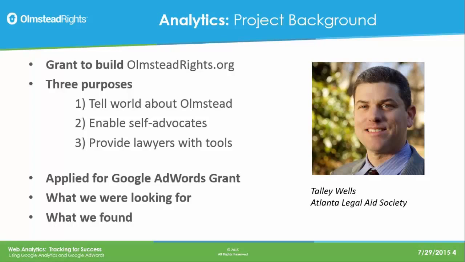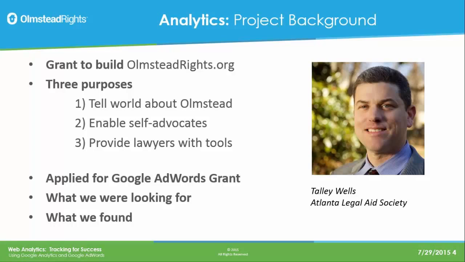We received a TIG grant for 2014 and 2015 to build the olmstedrights.org website. And just to make sure everyone knows, Olmsted is the most important United States Supreme Court decision for people with disabilities, held that people with disabilities have the right to live in the community and not in nursing homes and institutions. But not enough people know about Olmsted. So one of our purposes of the website was to tell the world about Olmsted, and certainly getting the word out about the website would be an important way to tell the world about Olmsted. So we wanted to build a website to tell the world about Olmsted, and then we wanted to tell the world about the website so they could learn about Olmsted.